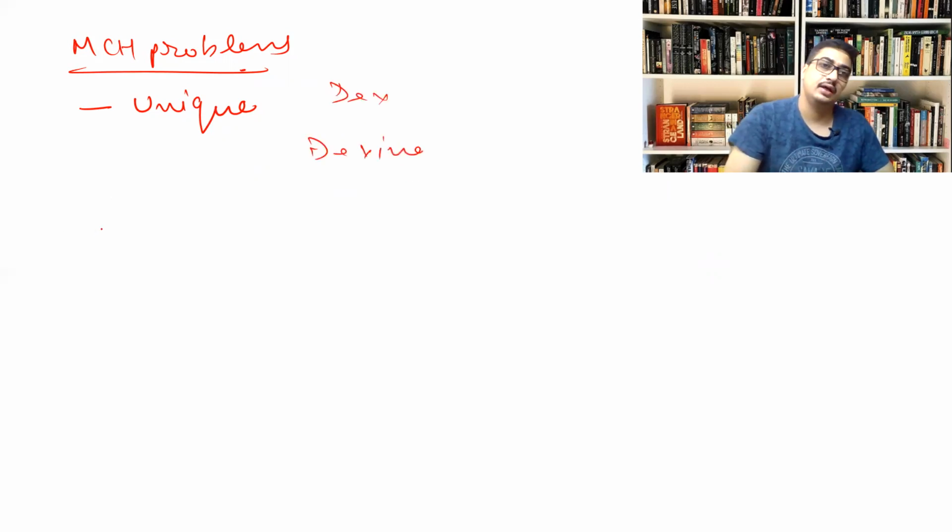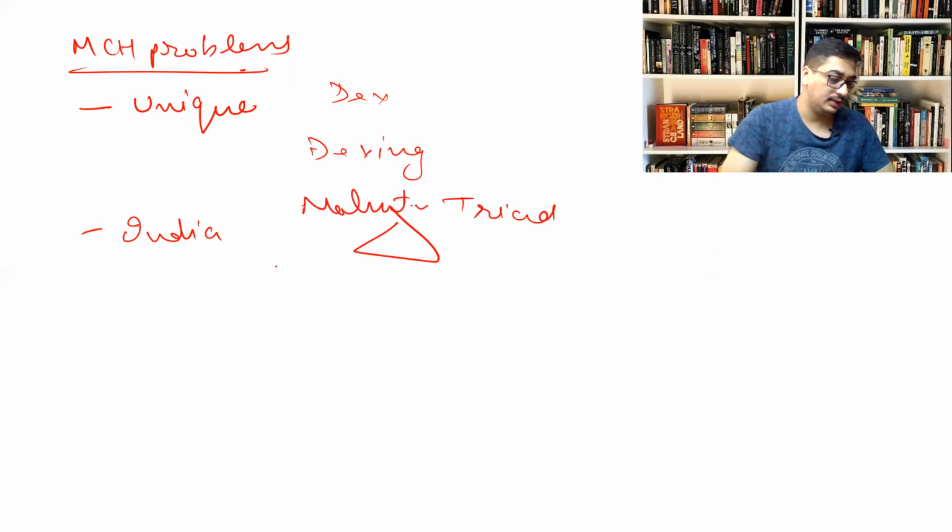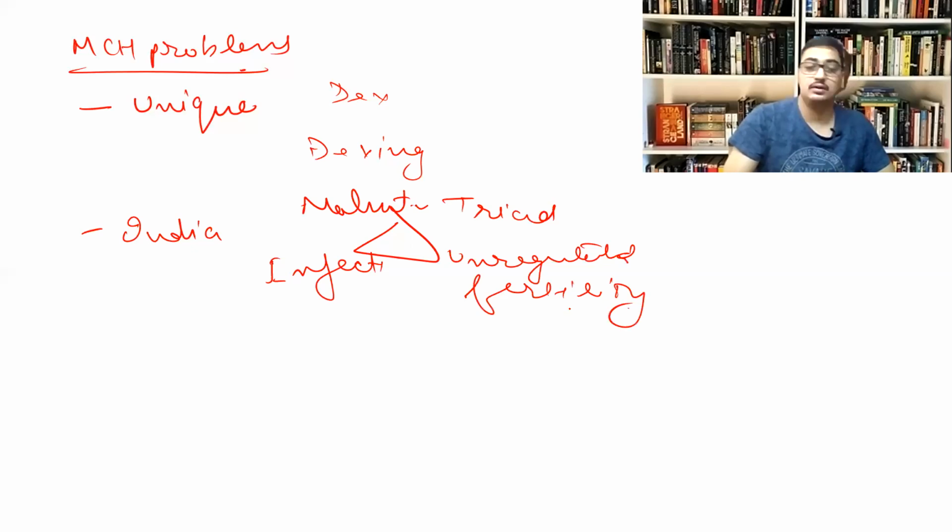In case of India, the MCH problems are a triad. So what is the triad? Triad of MCH problems. One is malnutrition, then infection, and unregulated fertility. So these are the major MCH problems of a developing country like India. So with this, we can know the concepts. We have completed the concepts.